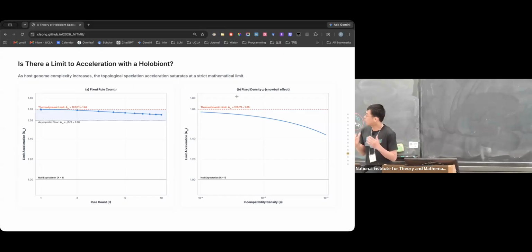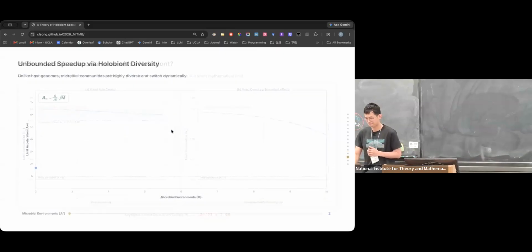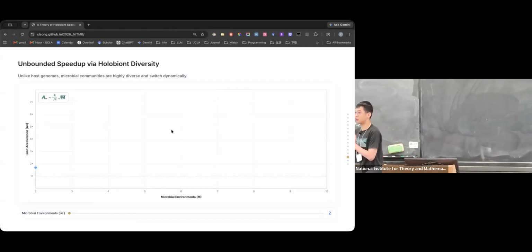Then is there really no way that we can use a holobiont to actually accelerate this to larger than a factor of 2? And we found that if we allow the holobiont diversity to change, so far we have only considered two possible environments. But what happens if you have three microbiome environments, four microbiome environments?